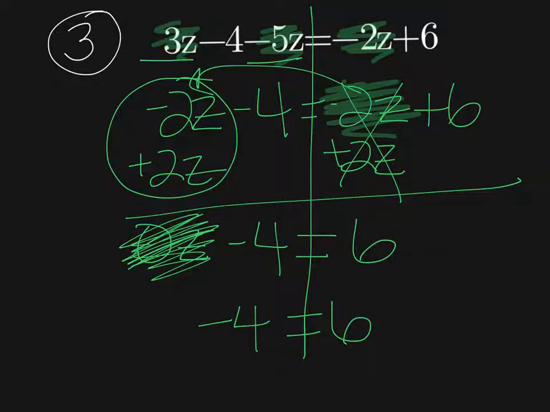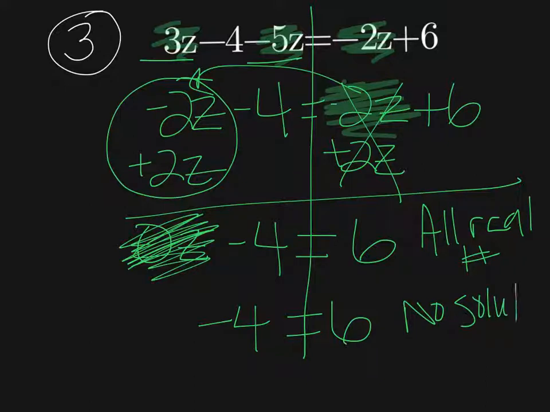There's no variable. Okay, so there's two options when there's no variable. The one is all real numbers, and then the other one is no solution. I'm pretty sure you guys have seen some of this. All real numbers is if it were a true statement.